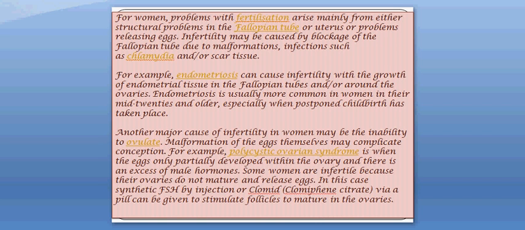In this case, synthetic FSH by injection or Clomid, clomiphene citrate, via a pill can be given to stimulate follicles to mature in the ovaries.